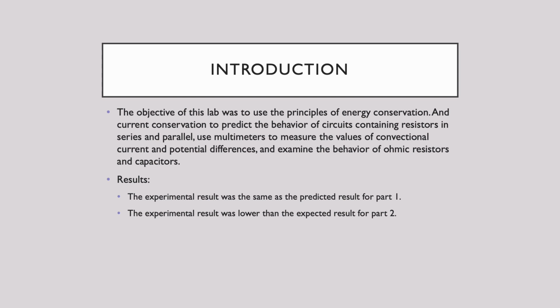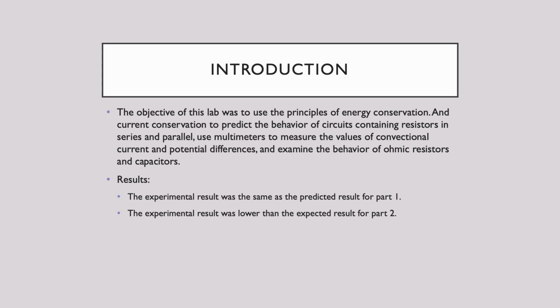The objective of this lab was to use principles of energy conservation and current conservation to predict the behavior of circuits containing resistors in series and parallel, use multimeters to measure the values of convectional current and potential differences, and examine the behavior of ohmic resistors and capacitors.